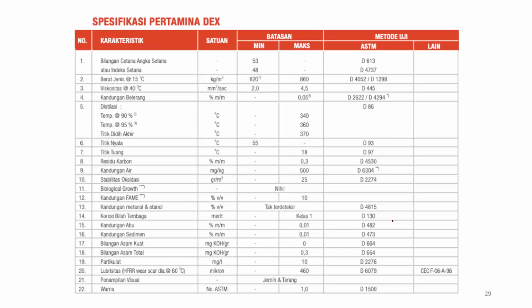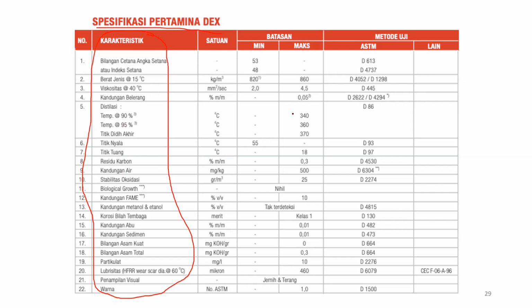Okay, so going to the next slide. This is one example of the specifications of the Pertamina Dex or other fuels. Usually it displays several characteristics that need to be fulfilled. In this case there are around 25 points, like the cetane number, viscosity, distillation temperature at 90 and 95% volume of the distillate, flash point, carbon residues, moisture content, and so on.